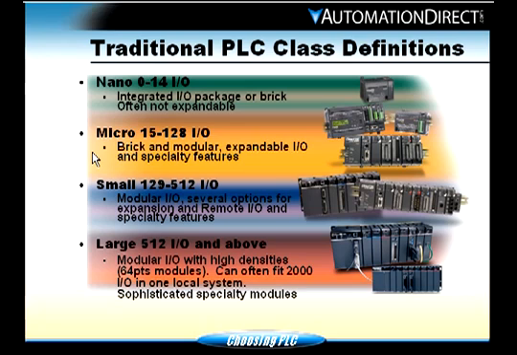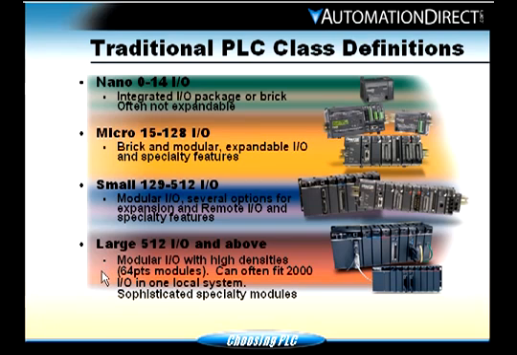Next one is going to be micro. It's going to be 15 I/O up to 128. It can be brick or modular. For instance, our DL06 would be in this class. Small is going to be 129 to 512, getting up there in some of the I/O range. You have things like expansion, remote I/O, and a lot of specialty cards that you could pop into the PLC. And then last is going to be our large, which is 512 I/O and above.